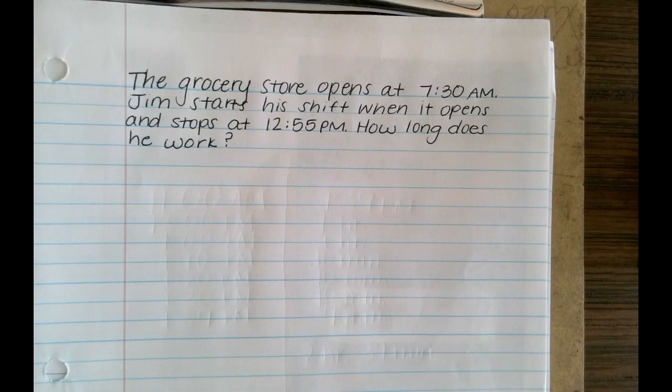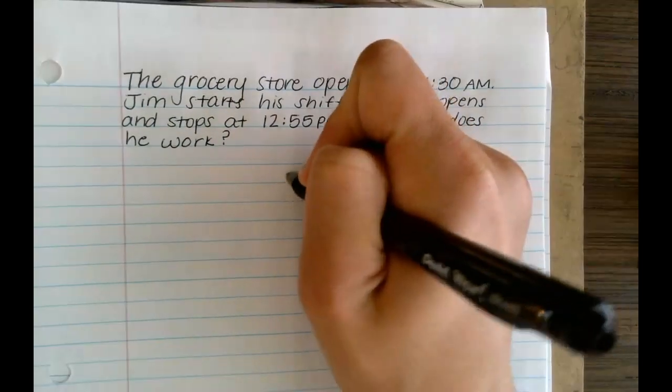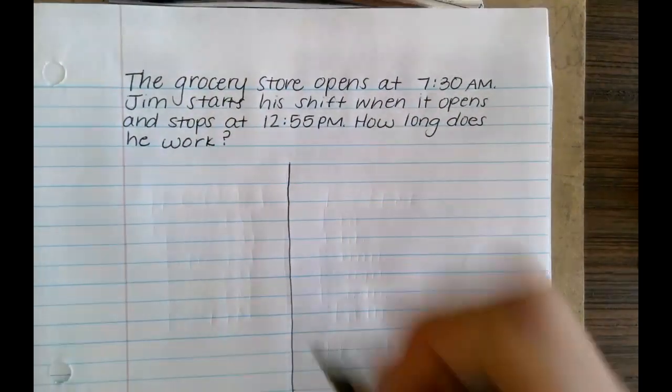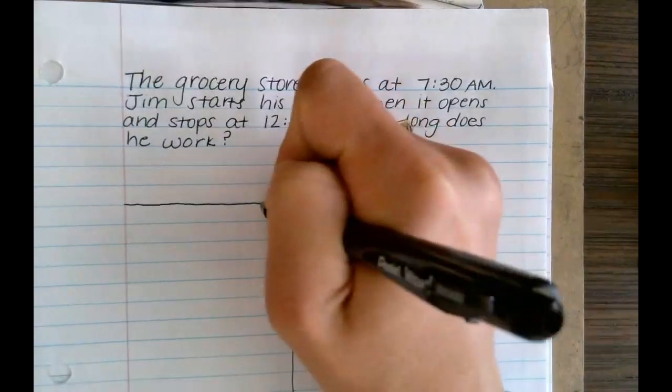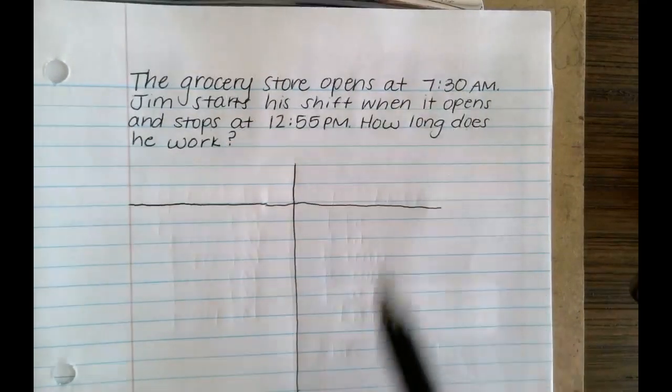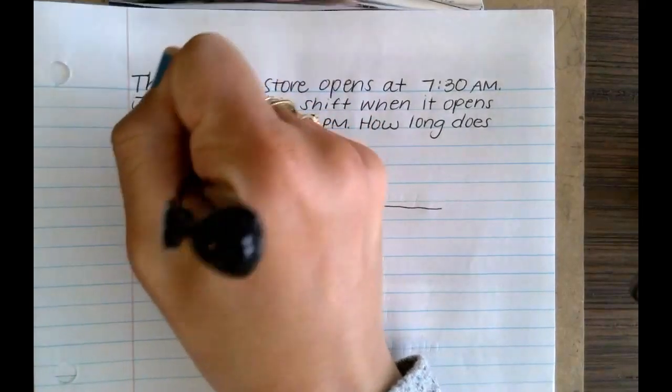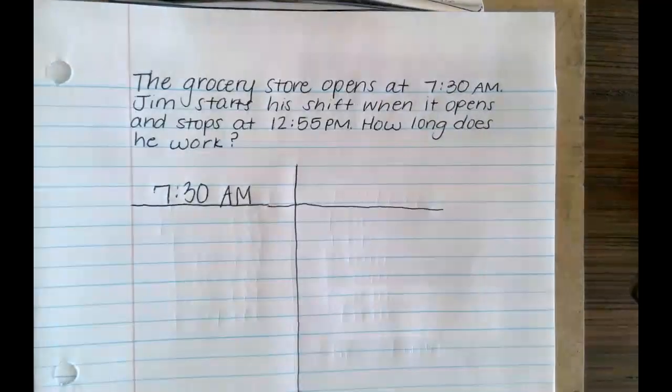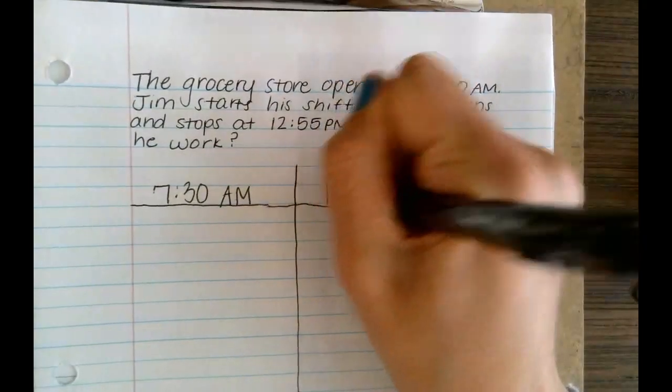The grocery store opens at 7:30 a.m. Jim starts his shift when it opens and stops at 12:55 p.m. How long does he work? So to solve this problem, we're going to draw another T-chart. I'm going to fill in my start time and my end time. 7:30 a.m. is my start time. And 12:55 p.m.